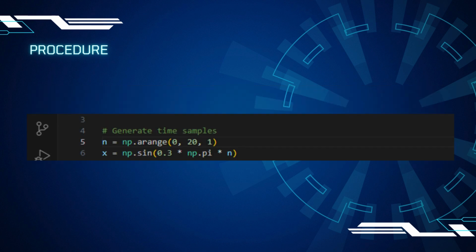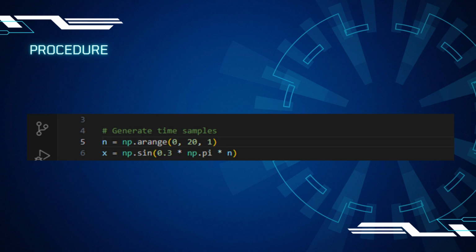This line will generate our discrete time signal, which is just a signal made up of individual points rather than a smooth, continuous line. The variable n represents the sample points, starting from 0 up to 19, with a step of 1. This means we are working with 20 discrete values. Then, we define our signal.